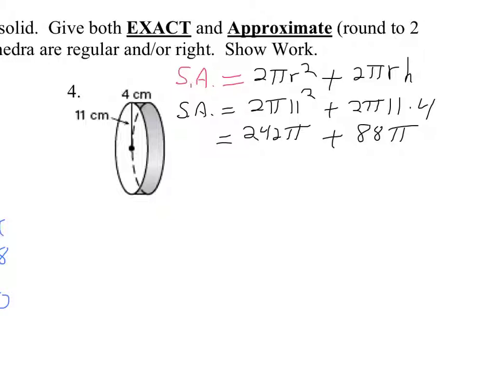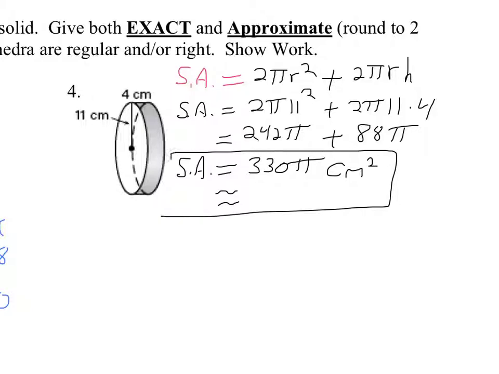Now look at that. Those are actually like terms. If you have 242 pi's and someone gives you 88, how many total do you have? Well, you have 330 pi's. So this is an example of an exact answer. 330 pi square centimeters. And then we will also round that to give an approximate. We've talked about the value of both exact and approximate answers. And rounding to 2 decimals, as it says above, we would get 1,036.73. And that would also be square centimeters.